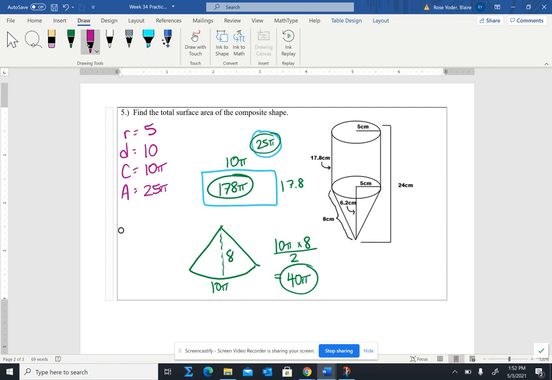And then all we have to do is add them all together, and that's our total surface area. So we have 25 pi, 178 pi, and 40 pi. Let me grab a calculator and add those up. 25 plus 178 plus 40 is 243. So 243 pi centimeters squared is our total surface area.